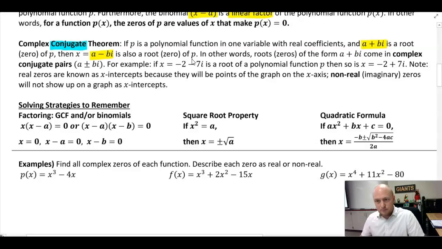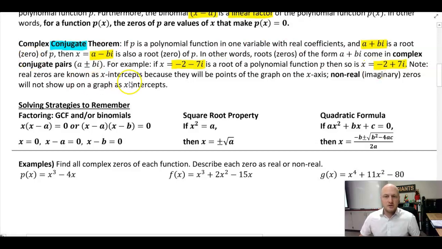And this is also true for irrational numbers as well. So in other words, the roots or the zeros of the form a plus bi come in complex conjugate pairs. For example, if I have -2 minus 7i as a root of my polynomial, then its conjugate, which is -2 plus 7i, will also be a root. Note it's the same two terms, just the second term has the opposite sign. So in this case, positive.